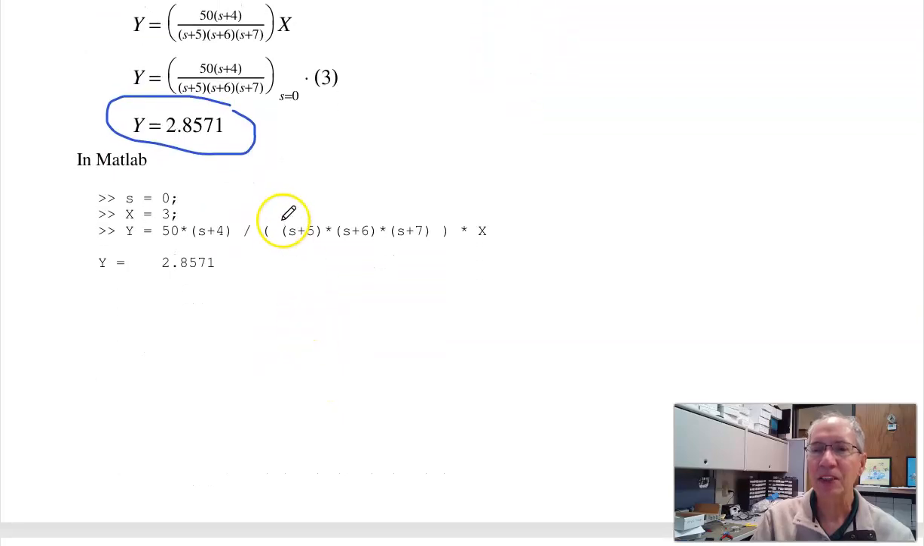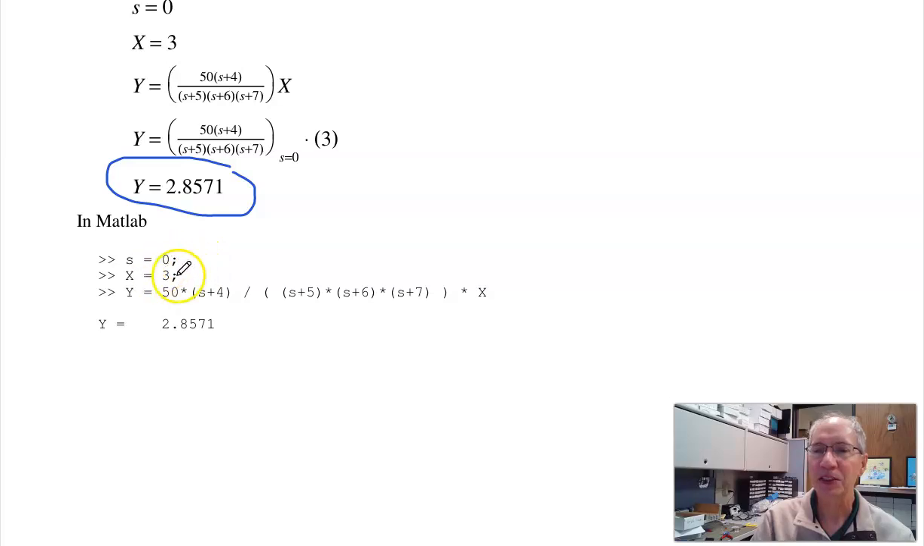And in Matlab, I can do that and just say s equals 0, x is 3, and y is pretty much the way you write it: 50 times (s plus 4) over (s plus 5)(s plus 6)(s plus 7) times x. There's your answer. Okay, that's at DC.